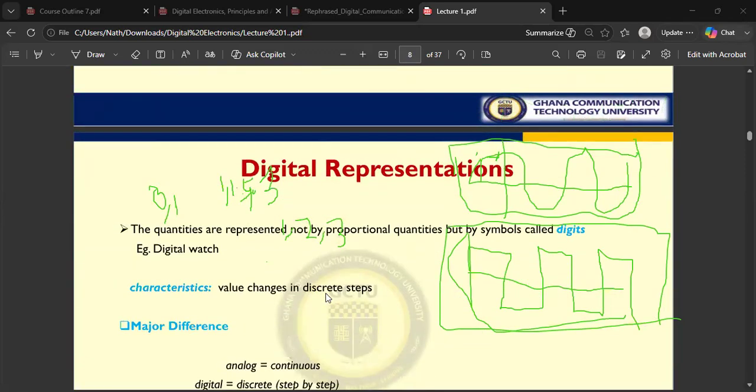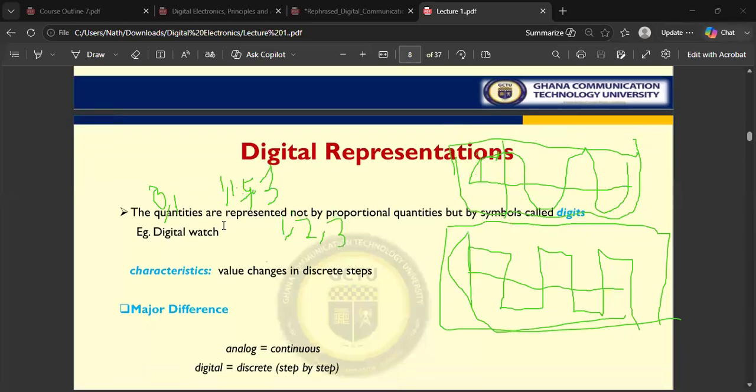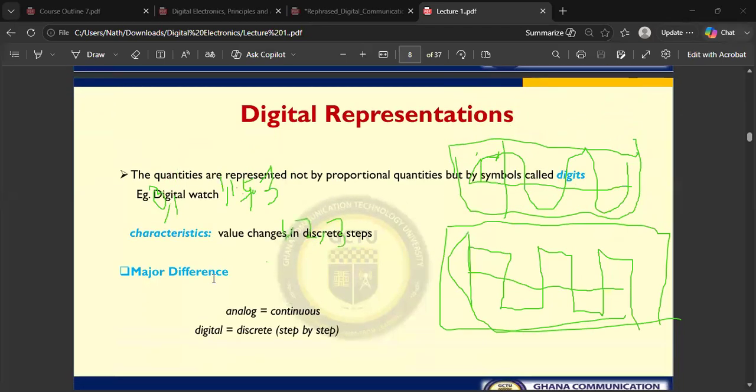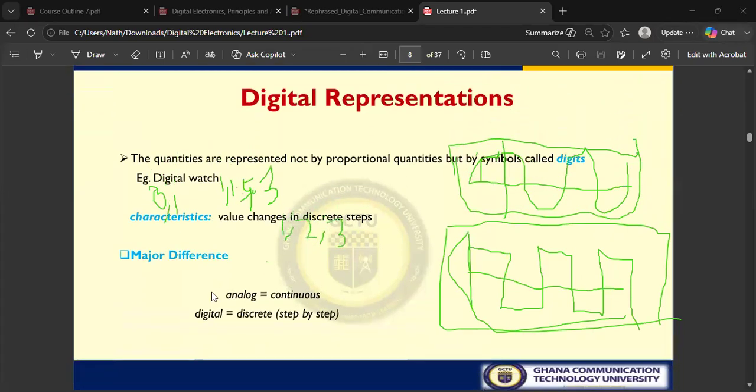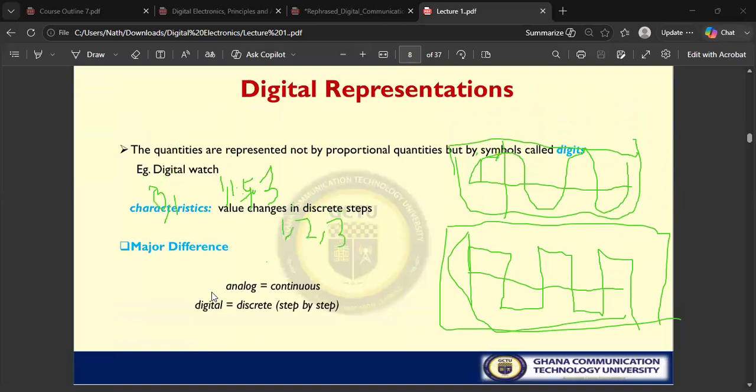I have described the digital representation already. An example is digital watches. The characteristic is that values change in discrete terms, discrete steps. So these are the major differences. We say analog is continuous and digital is discrete.